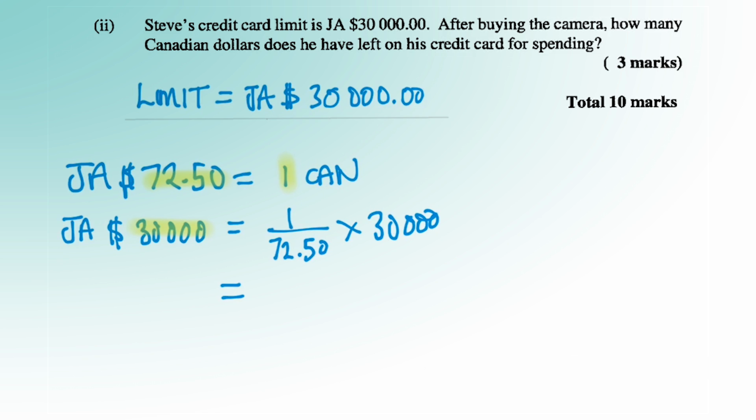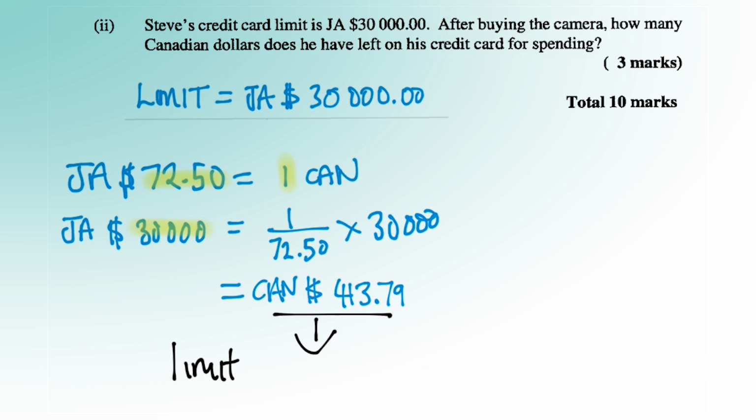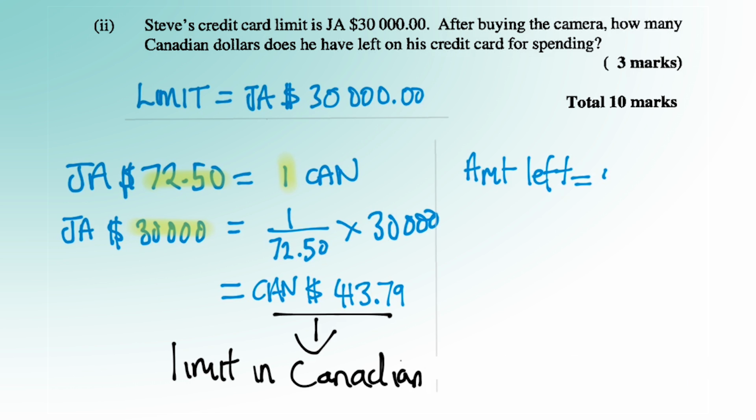As I said, the handwriting away. Just watch this play off, right? So that leaves us with Canadian $413. That is the limit. That is the new limit. That's the limit in Canadian. That is what I decided to do.